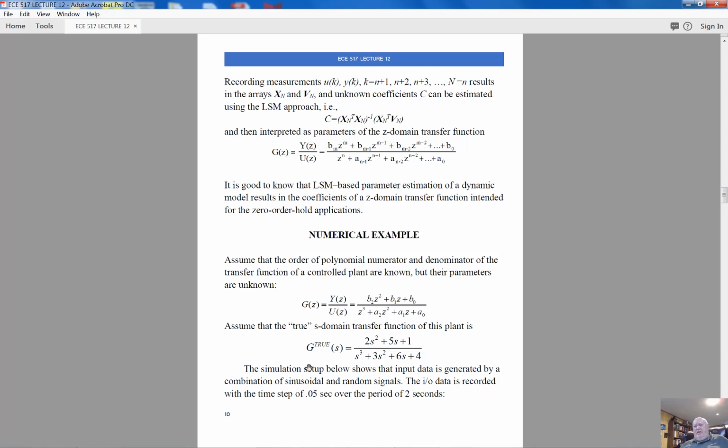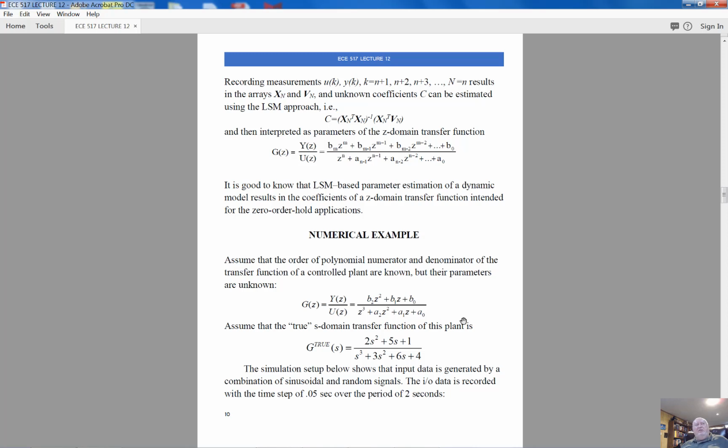At this point, according to my numerical example, I'm assuming that I know the order of the polynomial numerator and polynomial denominator of the transfer function. These orders are known, but the coefficients are unknown. Now, we will be getting these coefficients by using the least square method procedure. We will be getting these coefficients by processing some measurement data.